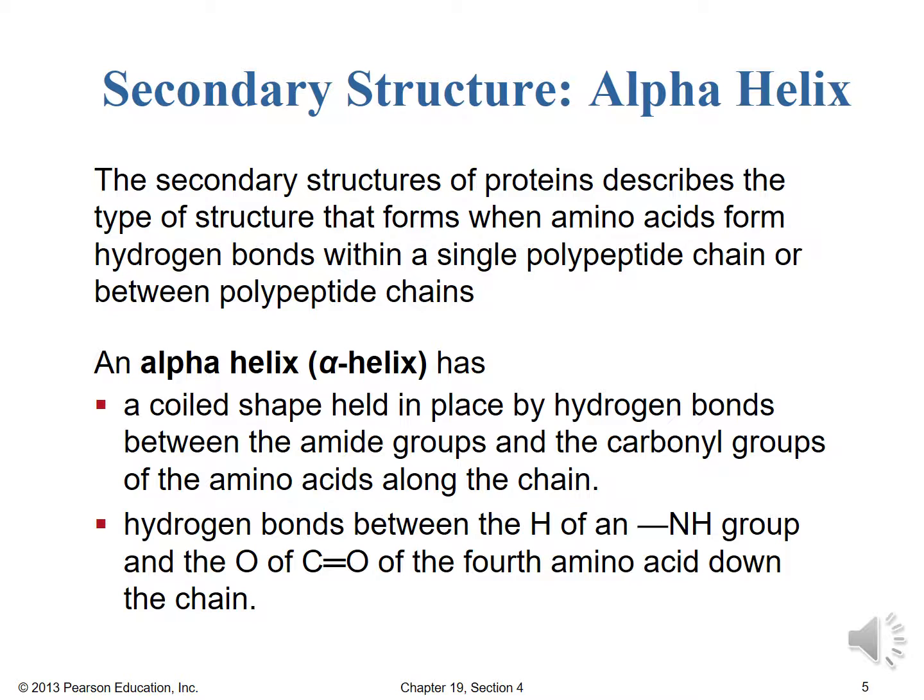So an alpha helix, which we either can spell out or we can use the Greek symbol for lowercase alpha there, has a coiled shape held in place by hydrogen bonds between the amide groups and the carbonyl groups of the amino acids along the chain. So hydrogen bonds between the H of an amine group and the O of a carbonyl of the fourth amino acid down the chain. So this is where we're starting to talk about needing that three-dimensional space in order to get the right overlap. So we're not bonding necessarily, or hydrogen bonding in this case, with next door neighbors.